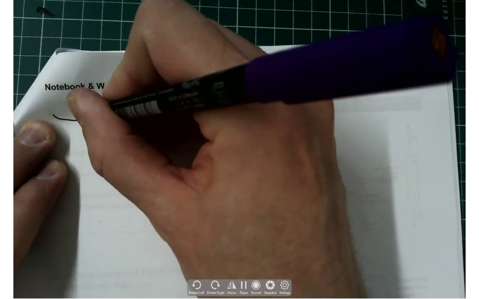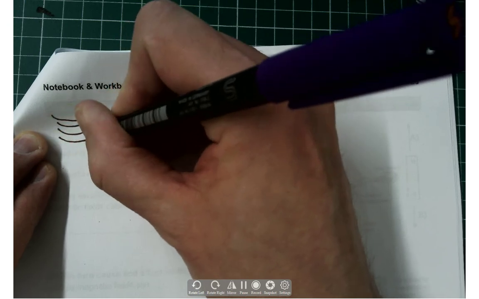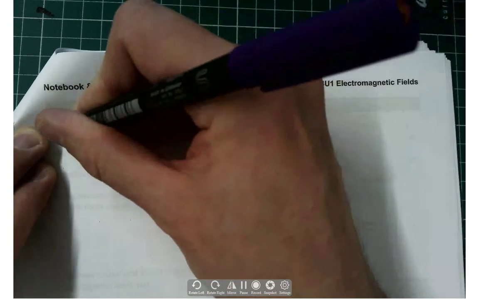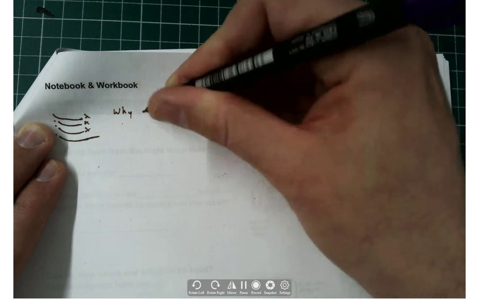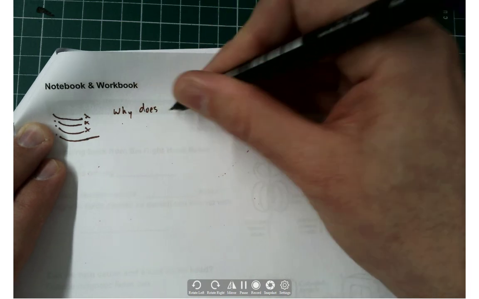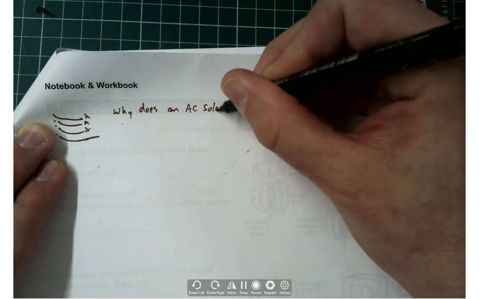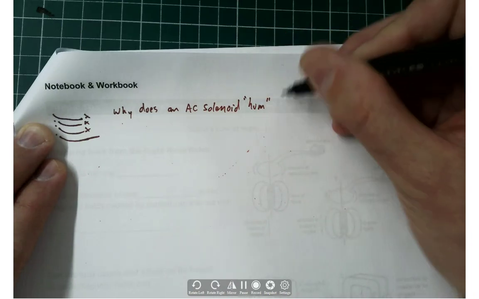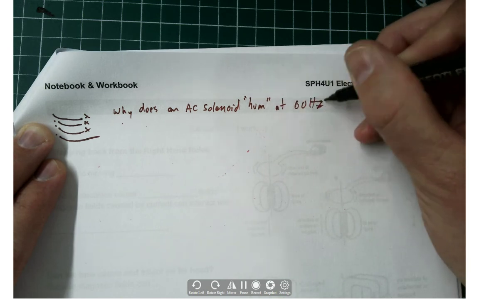All right, you recognize this already. This is our schematic model for the solenoid. And before we do this, I should ask you guys, just as a refresher, why does an AC solenoid "hum" at 60 hertz? Anybody know the answer?